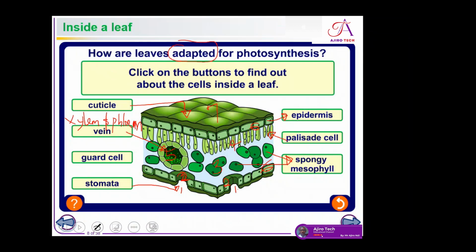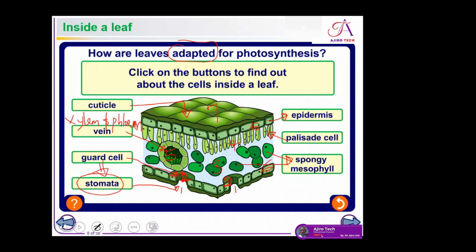Two here, that structure called two, which you thought was a stomata, is actually the guard cell. And what do the guard cells do? They control the closing and the opening of the stomata. They cause the stomata to either open or close.